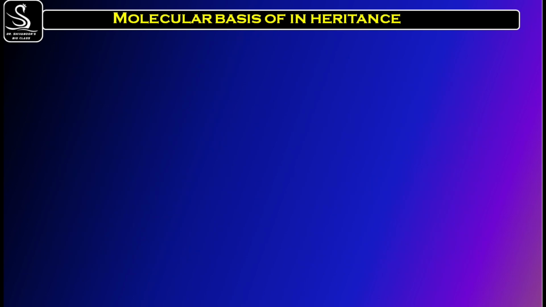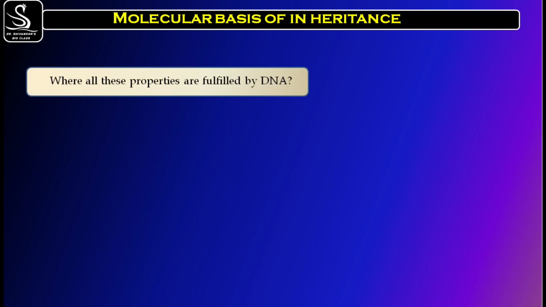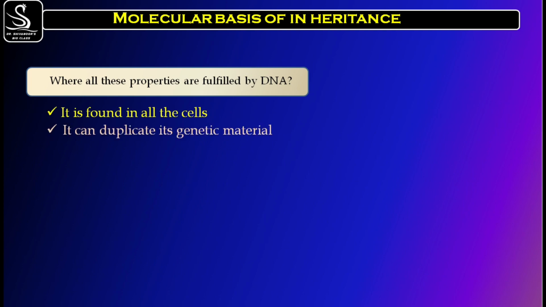Okay, these are the properties we expect in the genetic material. We want to know whether all these properties are fulfilled by the DNA. Let us ask this question then. The first property: it is found in all the cells. 100% DNA is found in every cell except the matured RBC. Let it be, but even it had DNA during its development. That property is fulfilled by the DNA, no doubt. Second property: it can duplicate its genetic material. DNA can duplicate its entire material. No doubt in that, the DNA replication occurs.